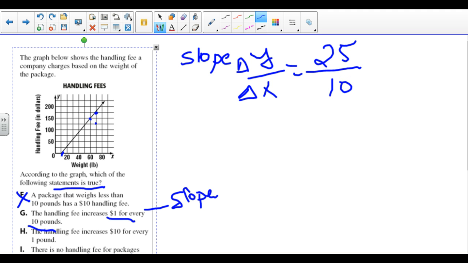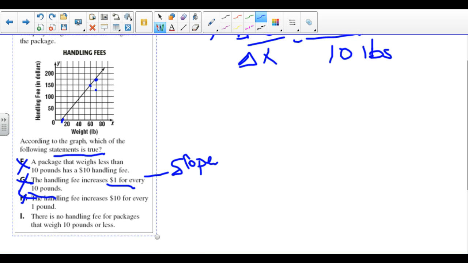Alright, so they're talking about $1 for every, again, this is the pounds, and this right here will be the dollars. So it says $1 for every 10 pounds. Nope, that's not the case. It's $25 for every 10 pounds. So that's out. Again, the handling fee increased $10 for every 1 pound. Nope. Again, we already established the slope will be 25 to 10, and $25 for every 10 pounds. So our choice here has to be I.